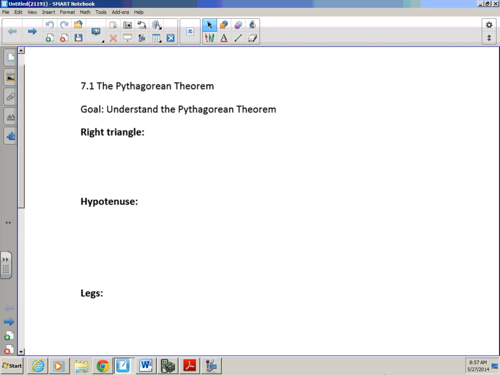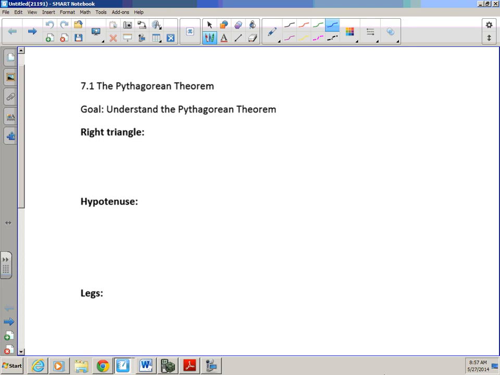So the purpose of today's lesson is to understand how to use the Pythagorean theorem. The Pythagorean theorem is a theorem or rule that's been used for thousands of years, and it gets its name from the mathematician Pythagoras.